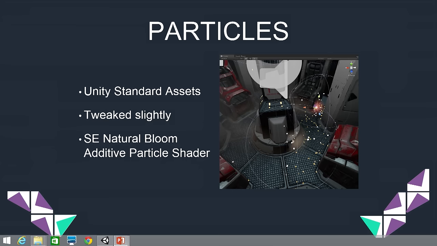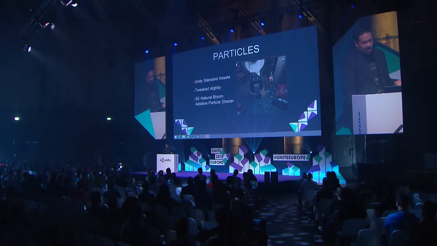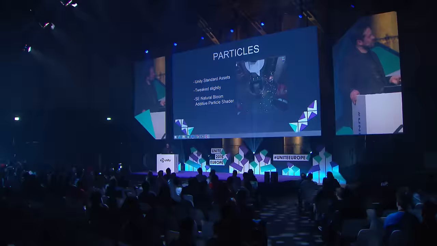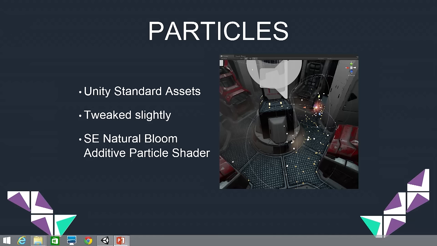that one. Right. So, next up, particles. The ones that I've used are straight out of the Unity standard assets. I tweaked them very slightly to get a suitable effect. I changed the shader to SE Natural Bloom Additive Particle Shader, which basically makes the particles really glow with this image effect I'll be covering in a few minutes.